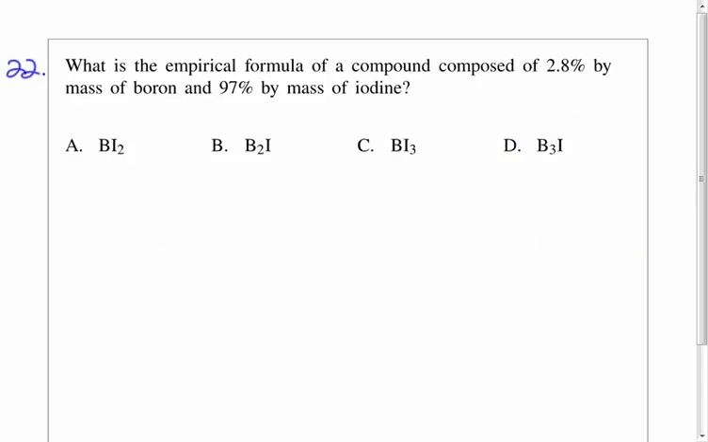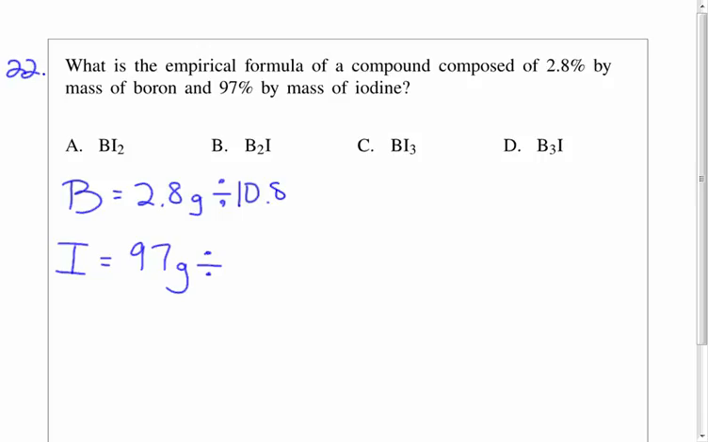Number 22. We have boron and iodine, elements we haven't used much. Boron is 2.8%, so 2.8 grams, and iodine is 97. So we'll look up the molar mass values on our table. Boron is 10.81, and iodine is 126.90. When we divide those values, we get 0.2590 for boron and 0.7643 for iodine.